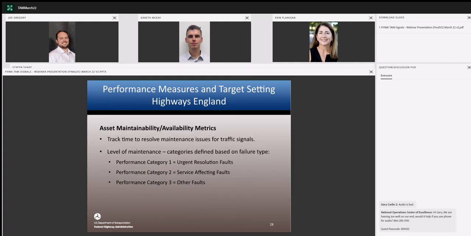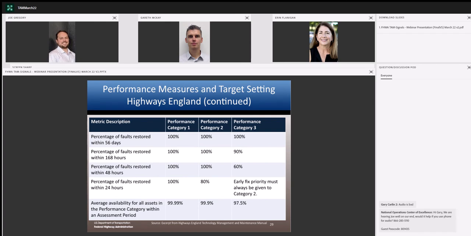The next two slides are an example from Highways England. And they have asset maintainability and availability metrics that they use. They have different expectations for what they call performance categories. And what they've done here is they've taken the different assets or components that they have and put them in different performance categories and set different expectations on those.